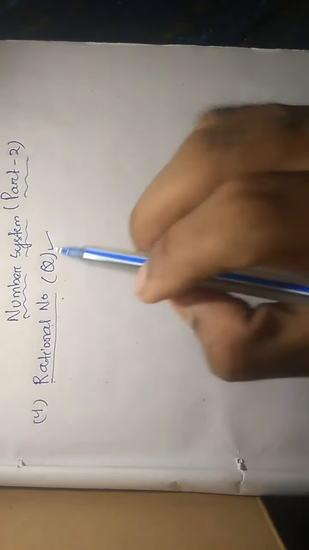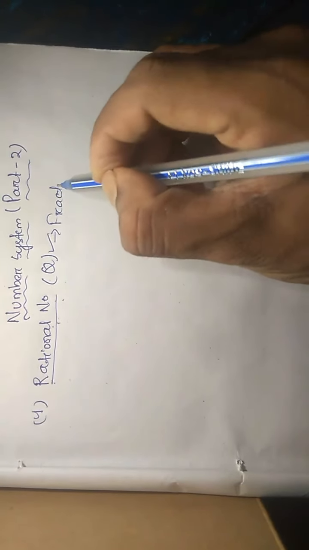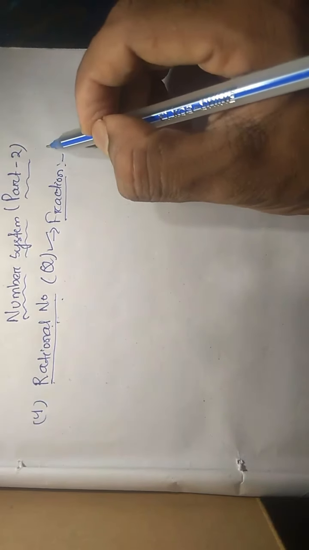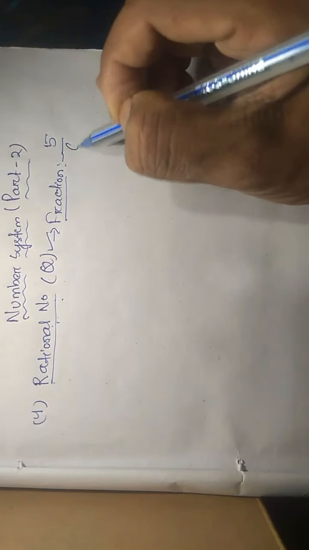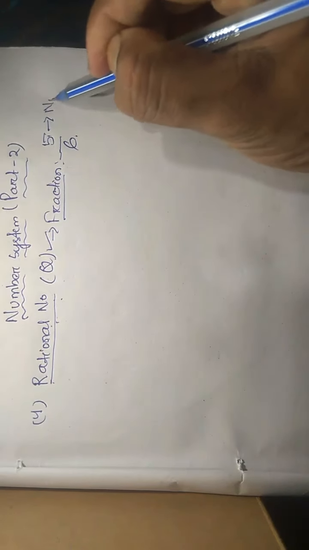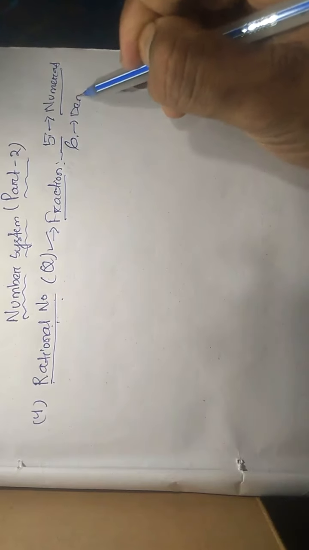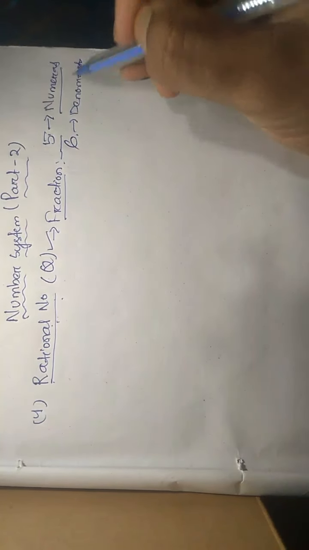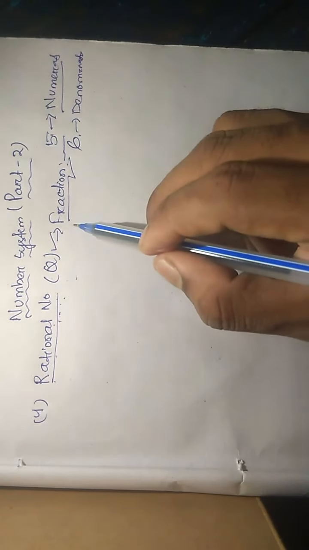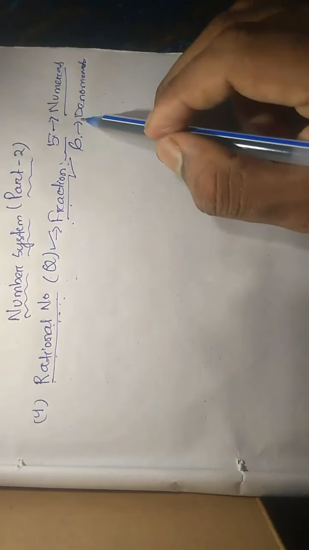Before that, you have to keep in mind that a rational number is also known as a fraction. As we have enough idea what a fraction is, it is always written in the form, suppose I am taking an example 5 by 6. It is a fraction and it is written in the form numerator divided by denominator. Since a rational number is nothing but a fraction, can we say a rational number is a fraction which can be expressed in numerator by denominator form?